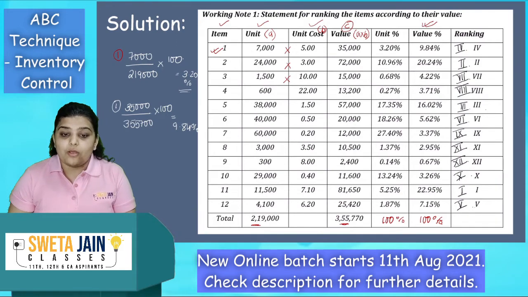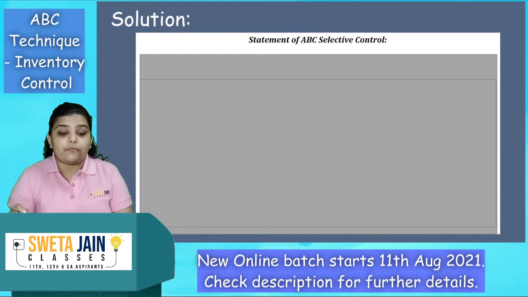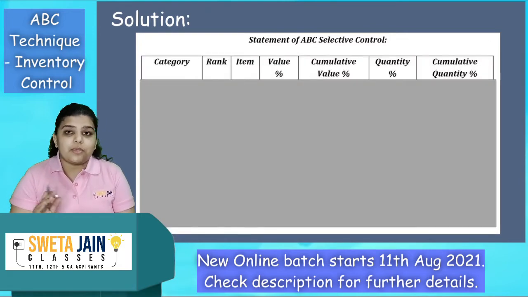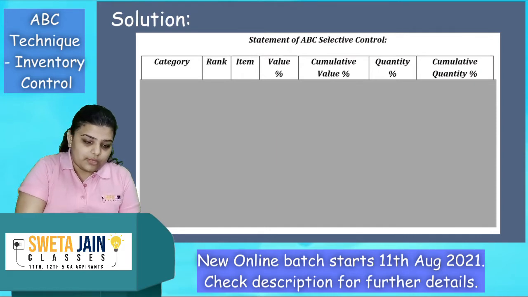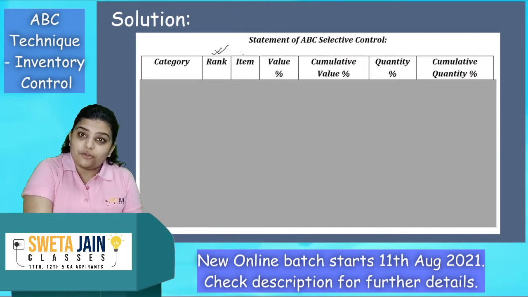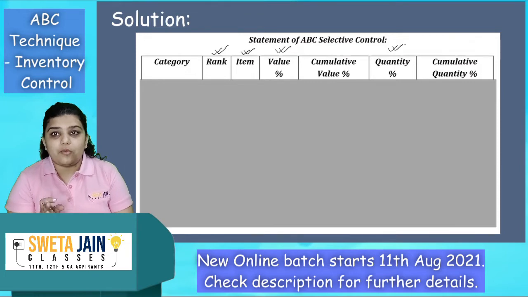Once the ranking is over, our working is over, and we are going to go to the ABC analysis or ABC categorization. So let us start with the ABC categorization now. This is the statement of ABC selective control, where we are going to make a table like this. Please make the columns, and accordingly I will tell you how to solve this now. Now, you already have certain columns from your working. What are those columns? Your rank is ready. Your item, according to the rank, you are going to write the item. You are going to write the value and the quantity percentages. These 4 columns you already have from the working note.